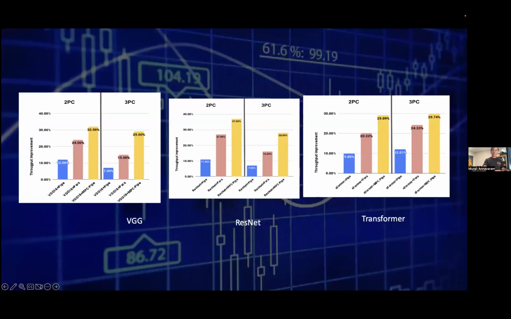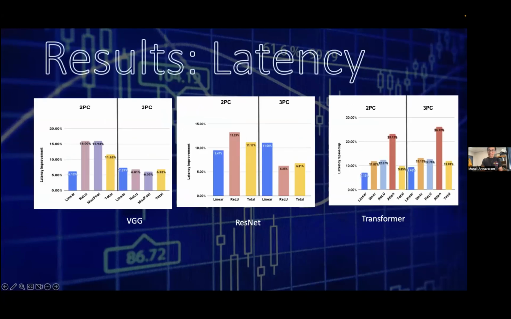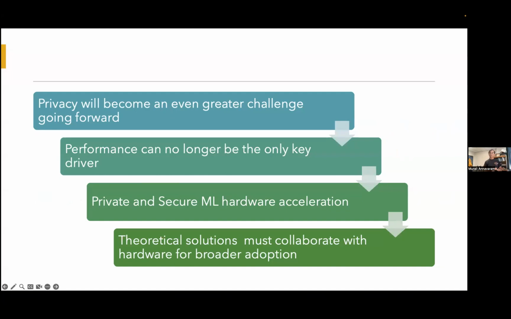All I will say is that this MPC pipe gives you substantial improvement, both in terms of throughput, about 30%, and a 10 to 15% improvement in latency. And I will leave you with the final thought that privacy is going to become an even greater challenge. Performance can no longer be the only key driver. One has to consider the privacy and security implications of machine learning. And as we demonstrated, MPC is a great, secure theoretical solution, but there are costs associated with it.